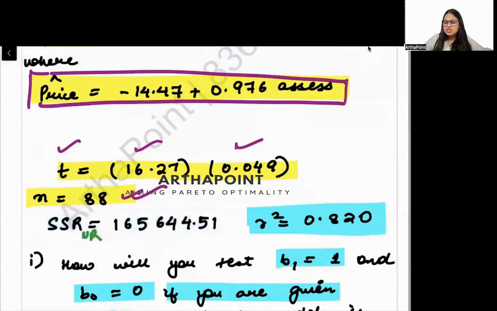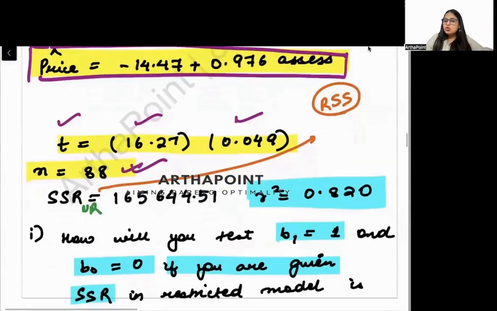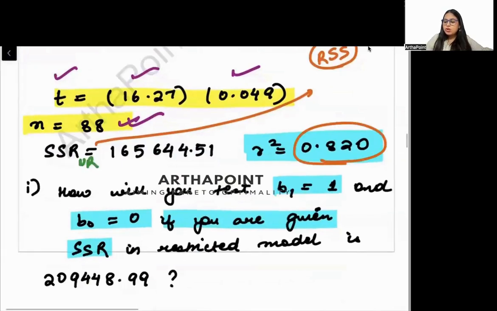Just think about SSR, consider it as residual sum of square. I am not taking this as sum of square of regression. I will consider this as residual sum of square or sum of square of residuals. Taking it that way, I will use it like that. You're given that R square is equal to 0.82.